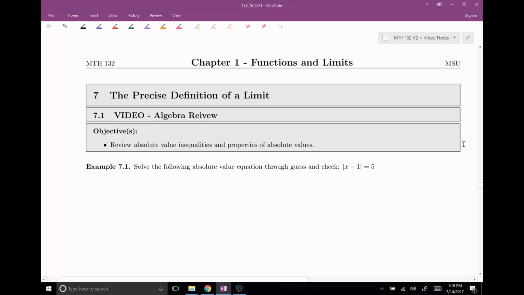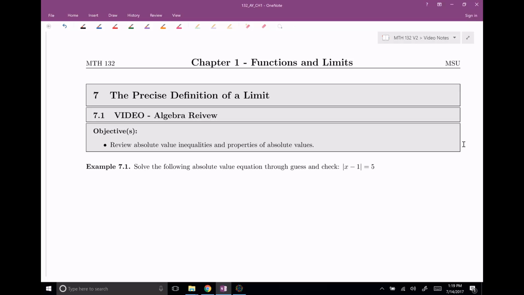All right, welcome everyone to 1.7. This is the precise definition of the limit. Now we already have a good intuitive idea about these limits. Back from 1.5 and 1.6, we can calculate our limits. But now we're going to dive into the technicalities of these limits and get very precise.